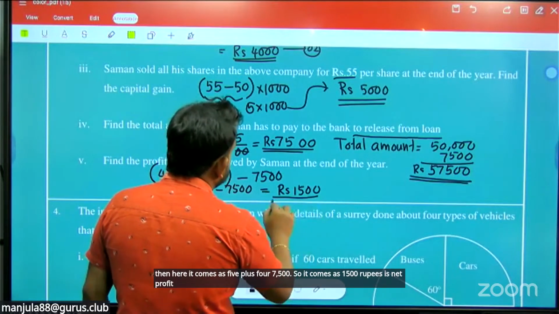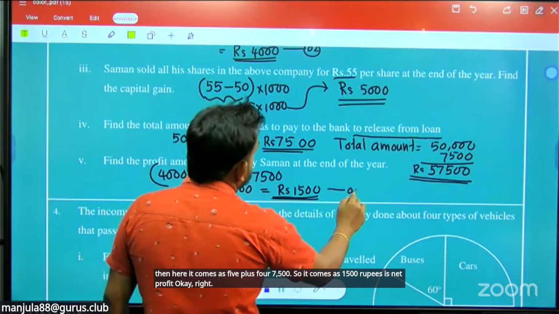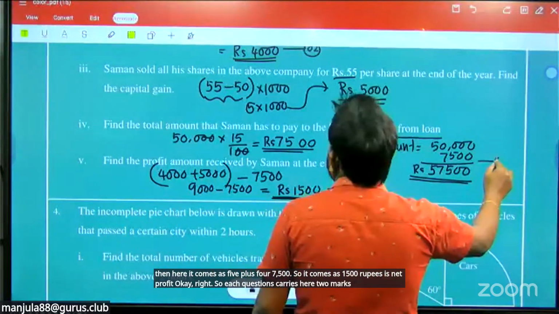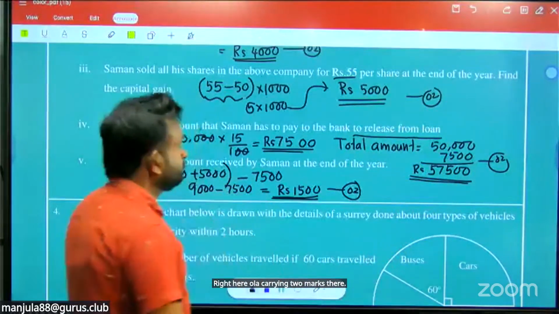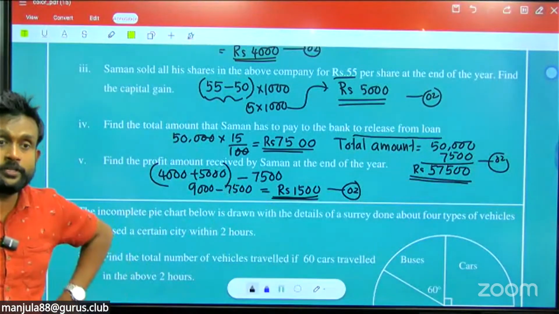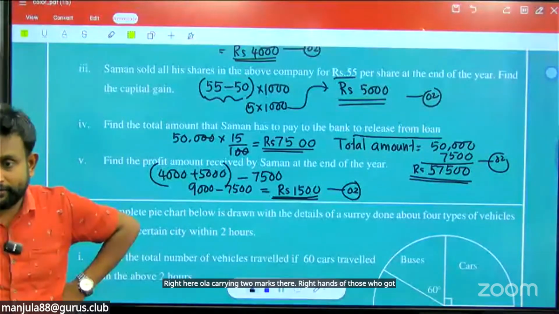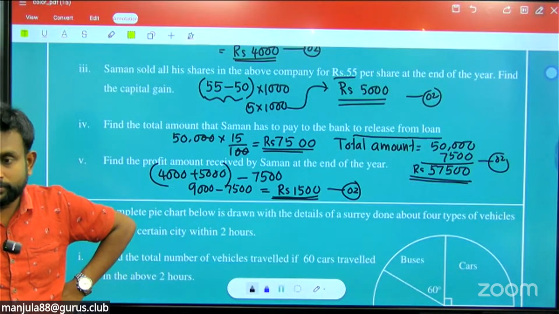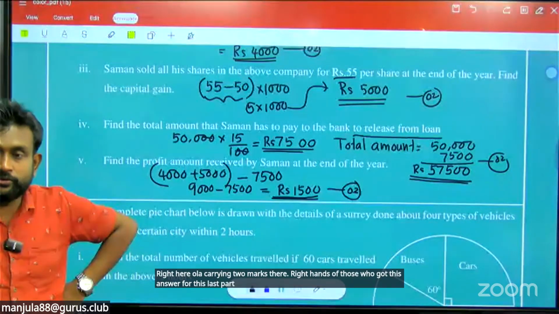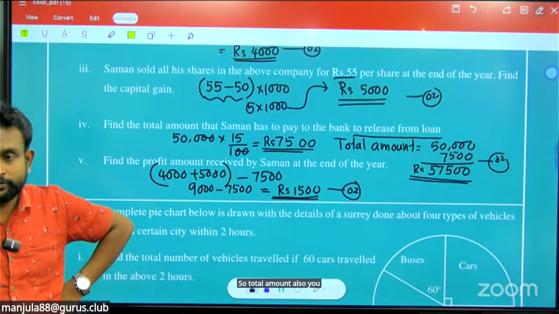Okay, right. So each question carries here 2 marks. All are carrying 2 marks there. Right, hands up those who got this answer for this last part. So in total amount also you can compare.